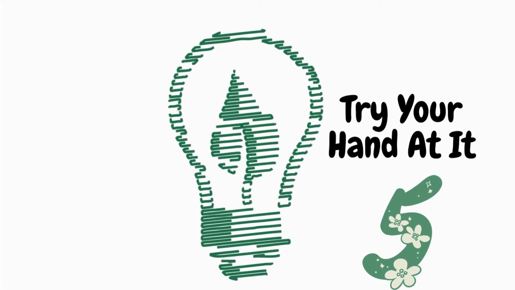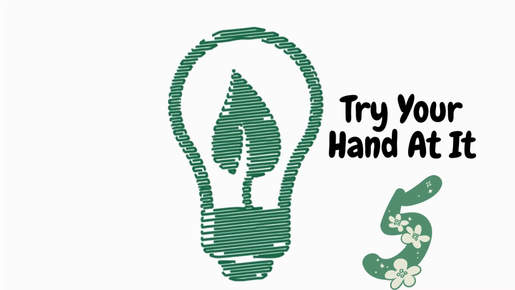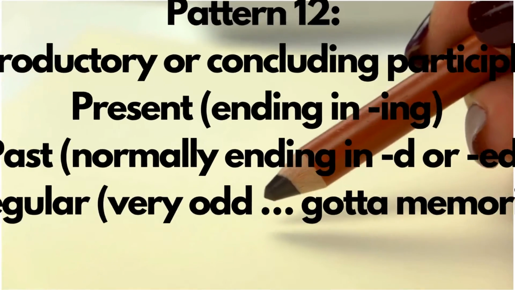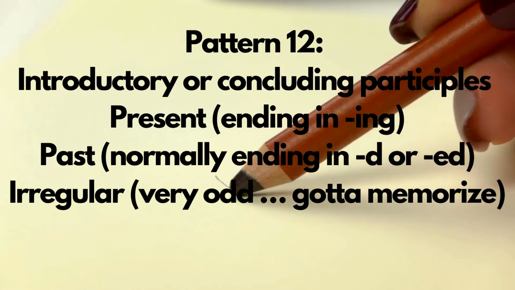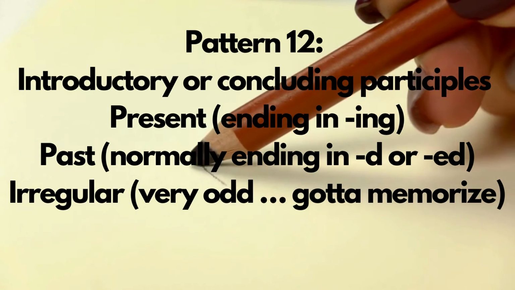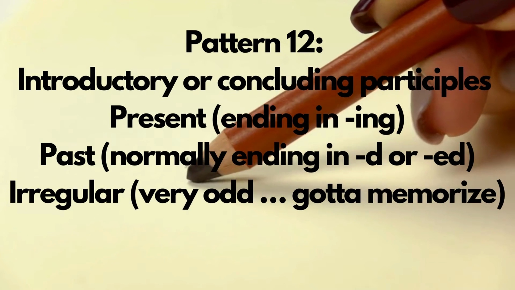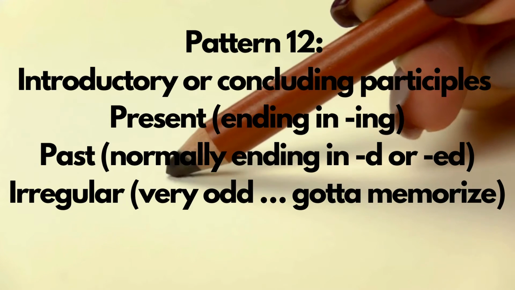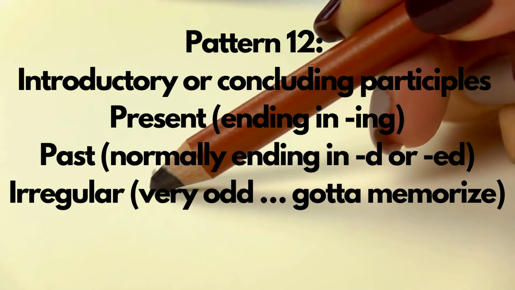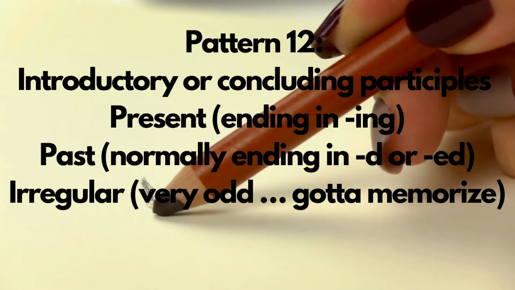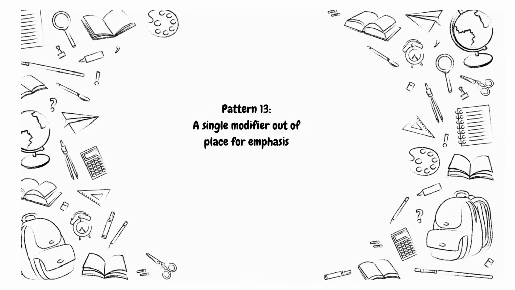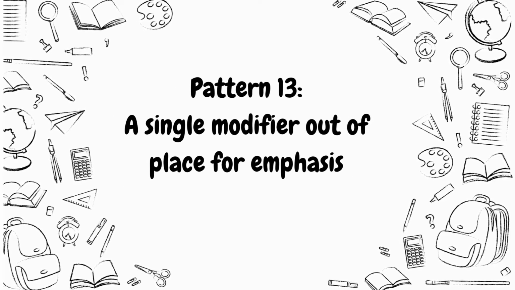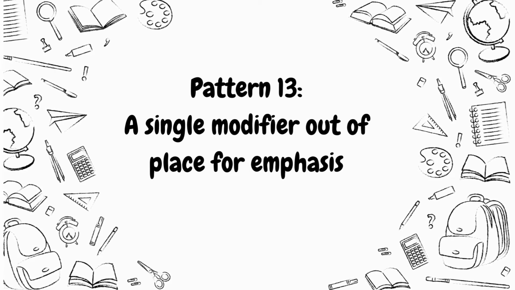And I'll just run through this real quick and have a short video. So pattern number 12 is introductory or concluding participles. With present, you end them in ing. Past, you do D or ED, and then the irregular ones students need to memorize. So this one took a lot of explaining, and as you can see here, I got 1, 2, 3, 4, 5, and I actually needed to do a couple more Johnny on the spot because it's a little confusing. I think that's the hardest one. And as always, after kids see it 5 times, they do 5 on their own.